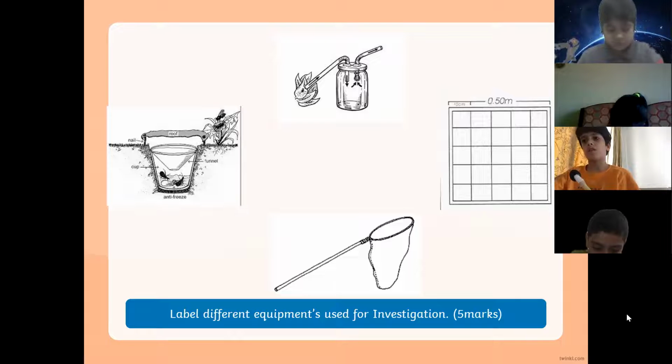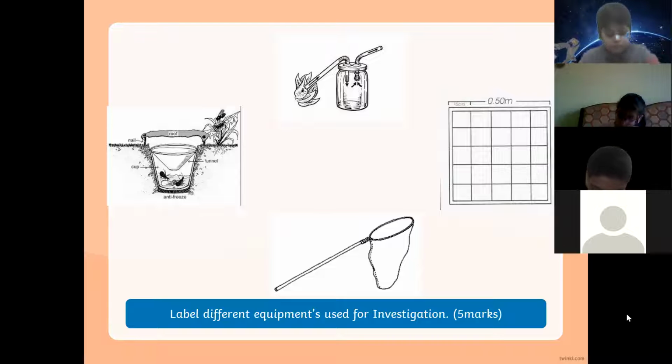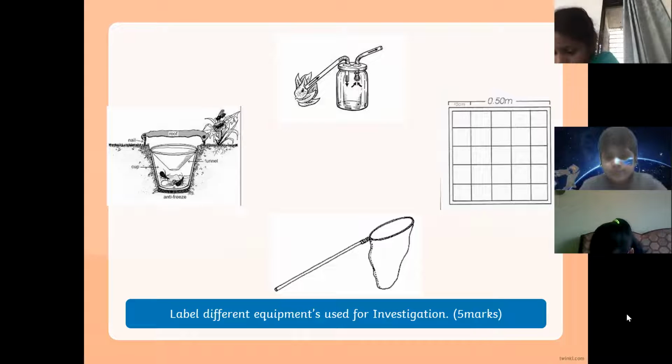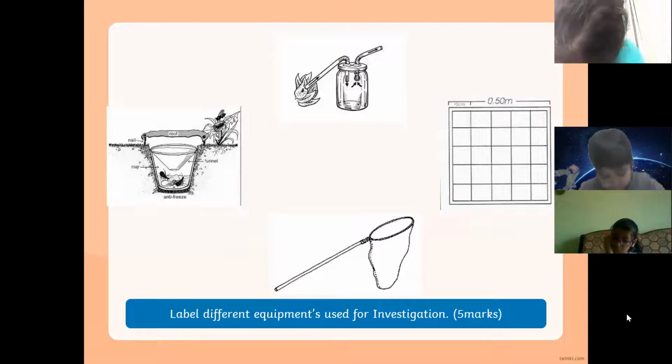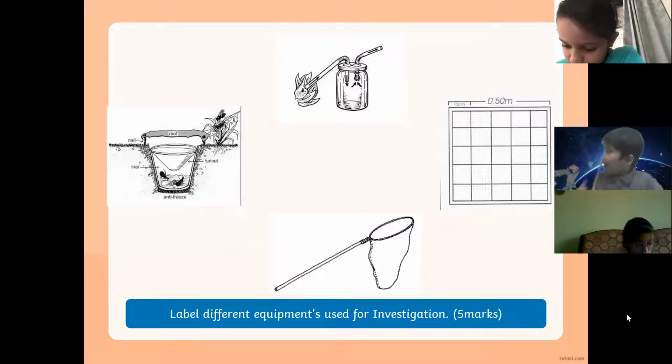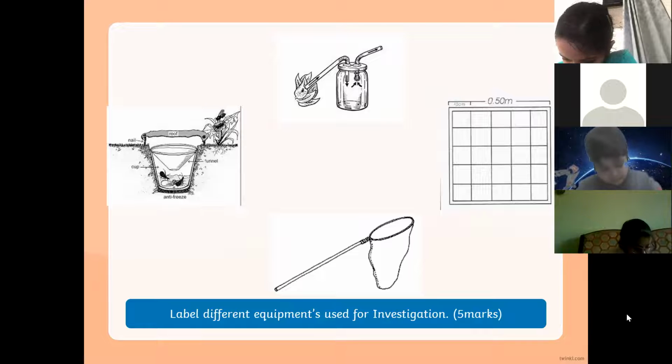We have to write the equipment. Mariam, I can't hear you properly. Can you repeat what you asked? We have to write the equipment, right? Yes, you have to just write the name of the equipment. Ma'am, we have to write just answers. We don't have to draw, right? No, you have to just write the name of that equipment.